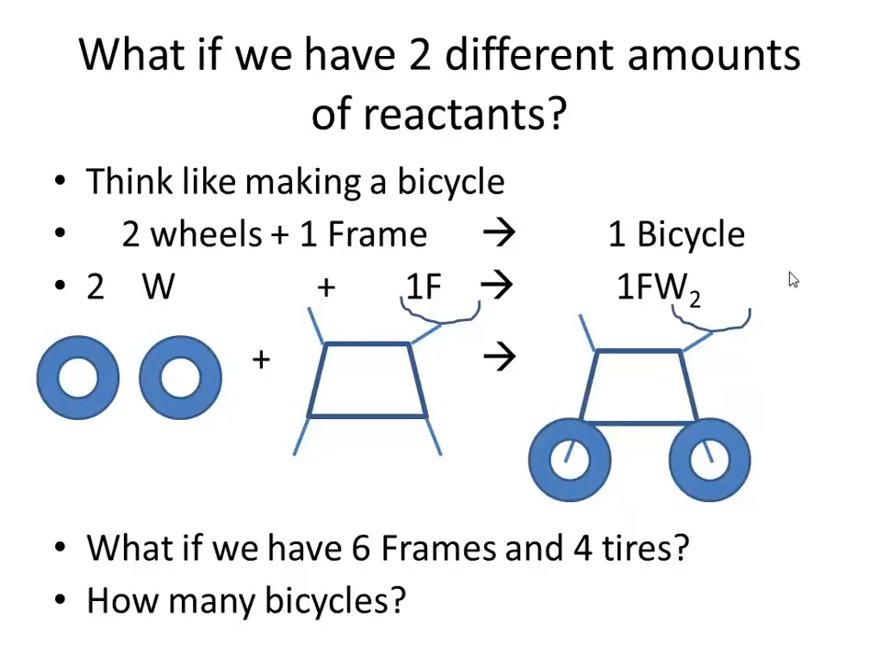So what happens if we have different amounts of reactants though? This is new stuff. If you think about these things, it's just as simple as making a bicycle. If you have 2 wheels and 1 frame, you make 1 bicycle, right? What if you have 6 frames and 4 wheels? How many bicycles can you make? Think about that for 1 second. So, how many bicycles can we make, Augustine? 2. 2 bicycles. Because I only have 4 tires.